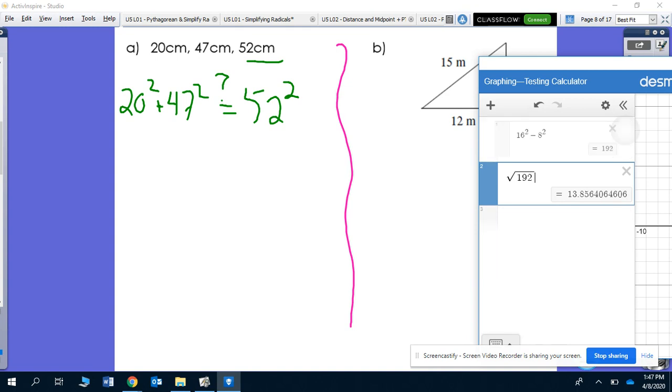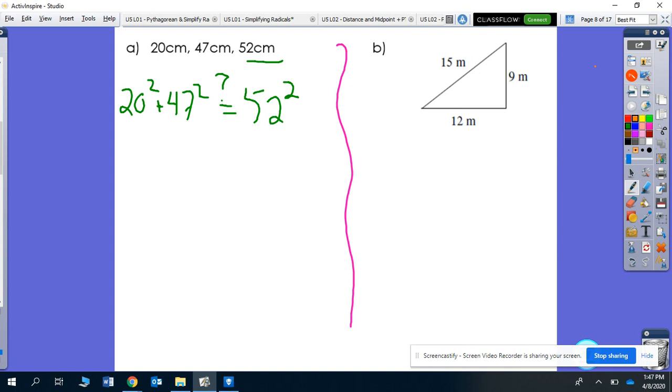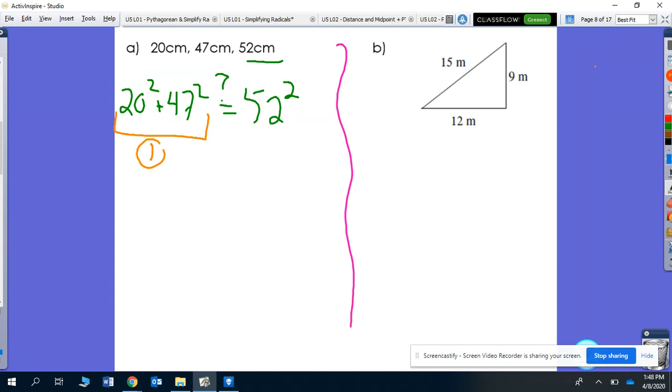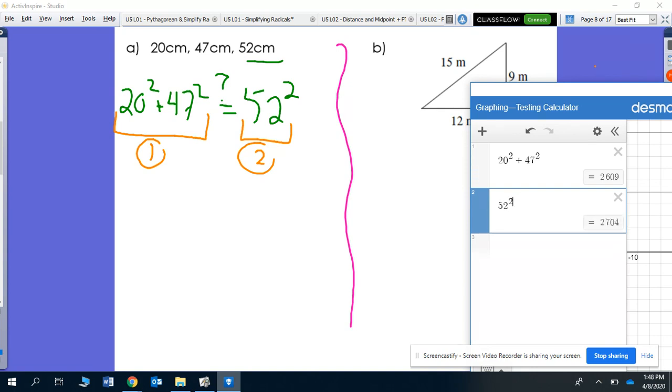So again, I'm going to come back to Desmos here, and I'm just going to plug in the first box. What I'm going to do is plug in what's on the left-hand side of the equation into box number 1, and then I'm going to plug the right-hand side into box number 2. And if they're the same thing, then we've got a right triangle. If they're not, then we don't have a right triangle. So again, 20 squared plus 47 squared, that's 2,609. And then we type 52 squared as well, and we get two different numbers.